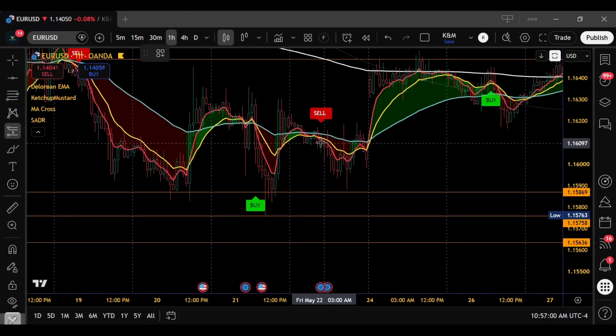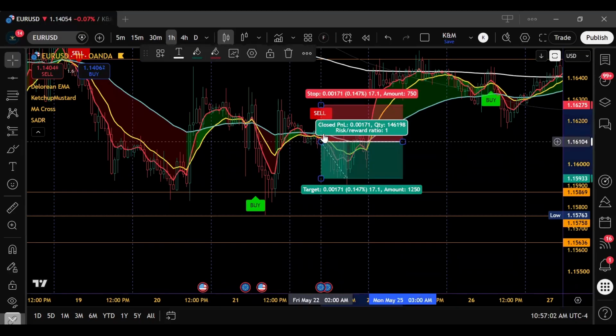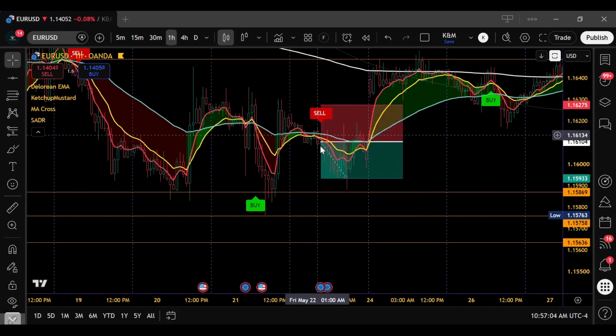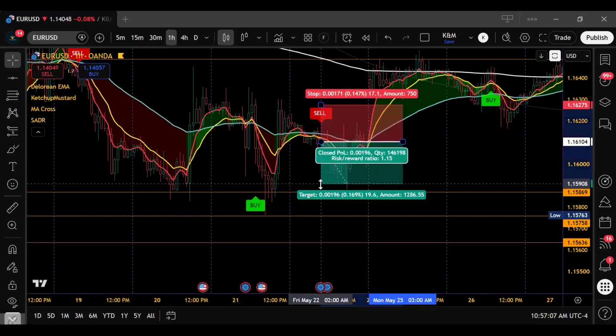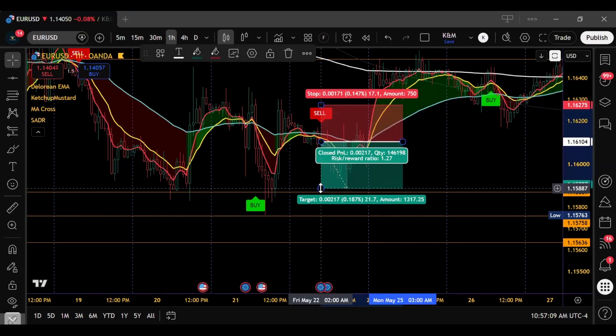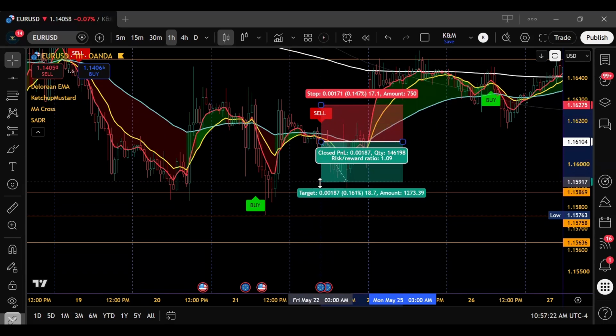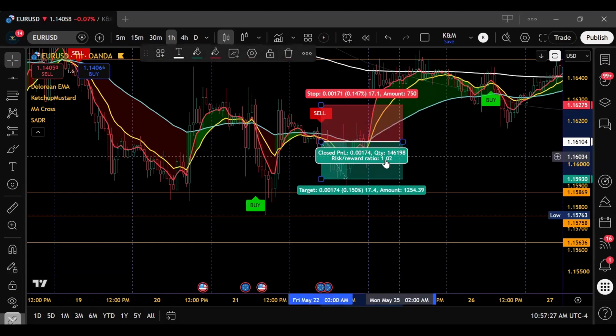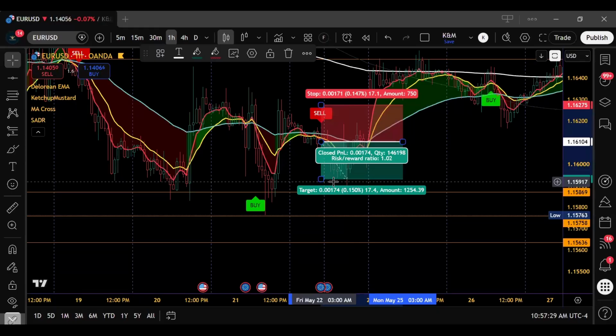Sell right here on this candle. It went as low. It did 21.7. We would have got 20 pips out of this. This was with a 17 pip stop loss when I first put it on here. So we went for the 1-to-1 risk to reward. Wait till it says a 1 right here in the middle. We still would have hit target right here.